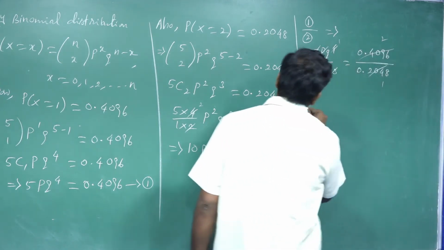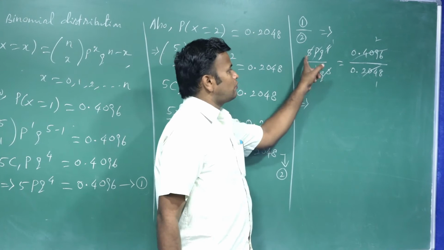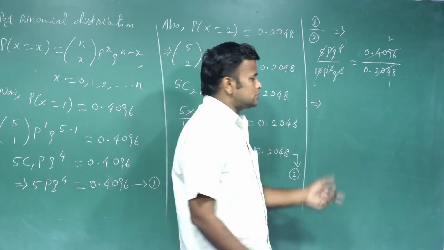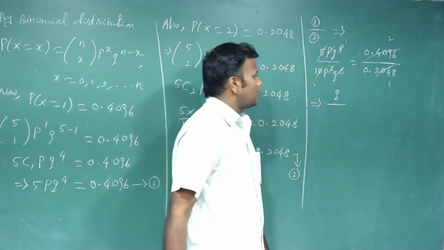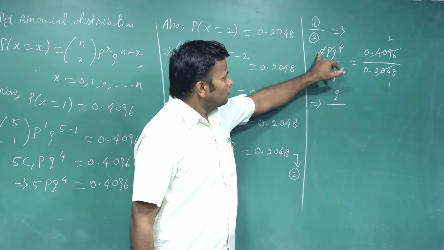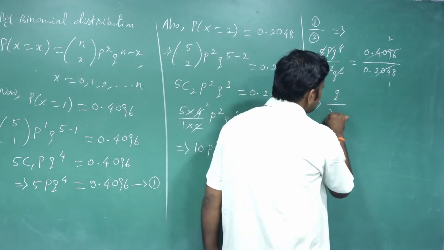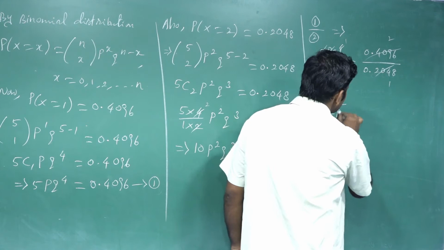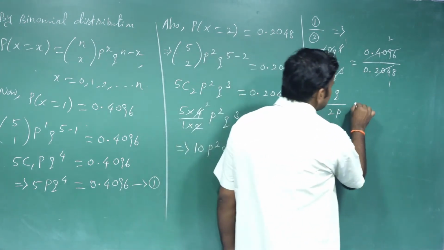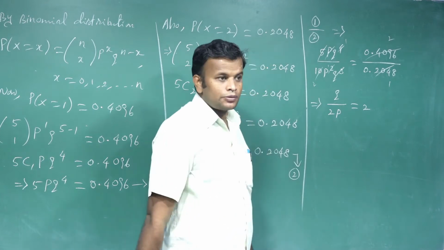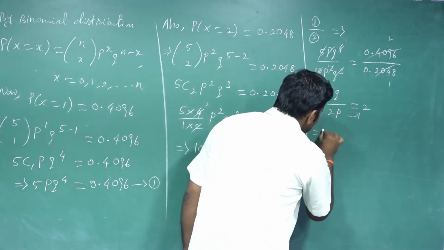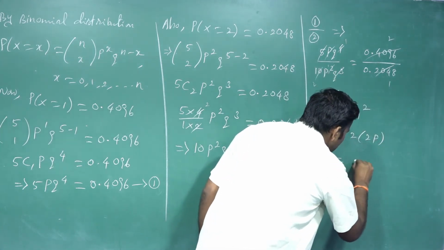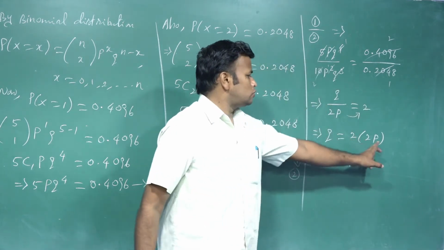So what is the remaining LHS? The remaining LHS is: 5 fully cancelled, P fully cancelled. In Q power 4, Q cube is cancelled, the remaining 1 Q is there. Q divided by, what is the remaining denominator? In 5 and 10, twice is cancelled, so 2. In P square, 1 P is cancelled, remaining 1 P, so 2P. RHS is exactly twice, 2 times. Then we cross multiply. So the value of Q is 2 into 2P.